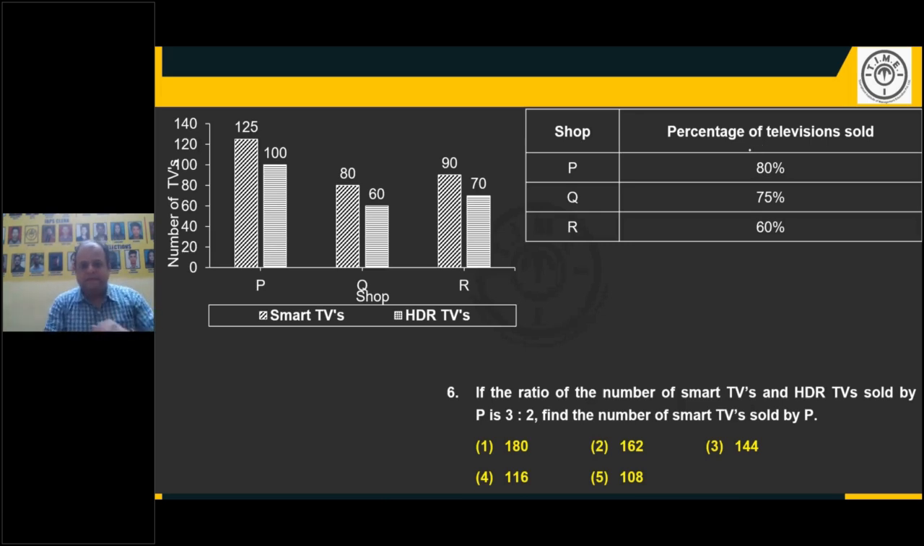Now, both the tables I have taken in this slide, and I have questions with these slides. Now, please attempt this question. Right? So please solve it and try and give me the answer.